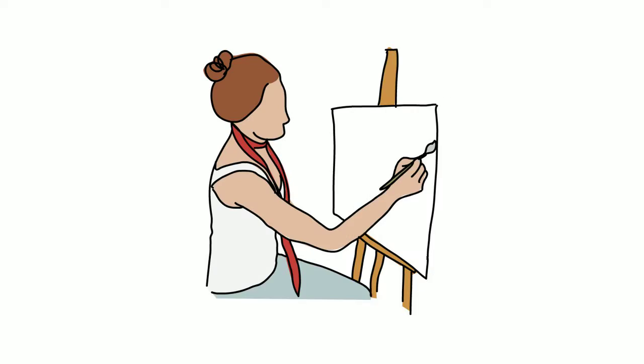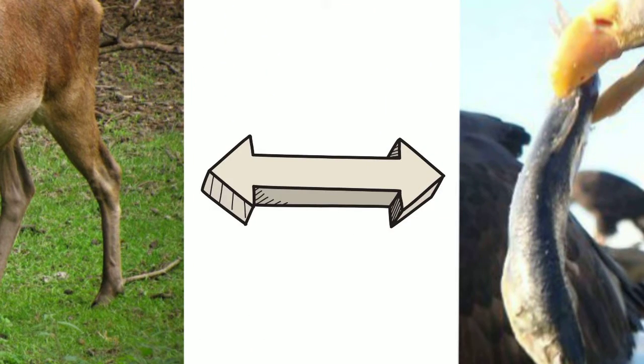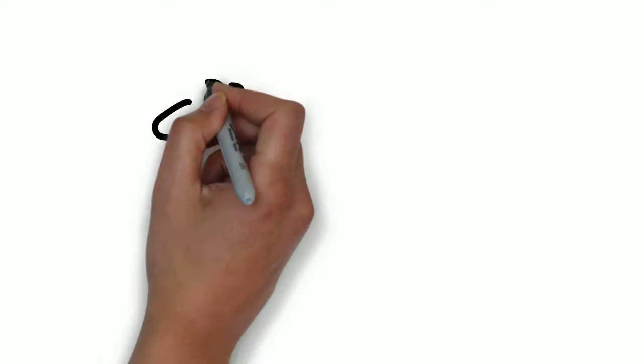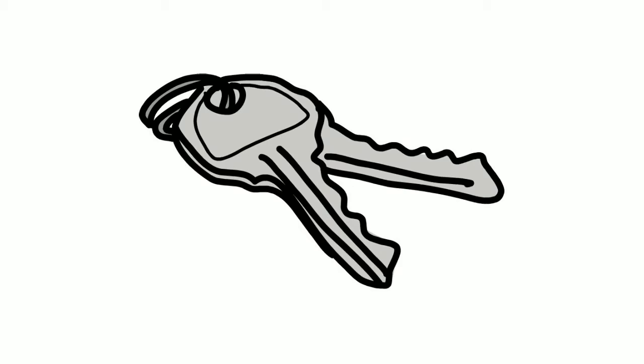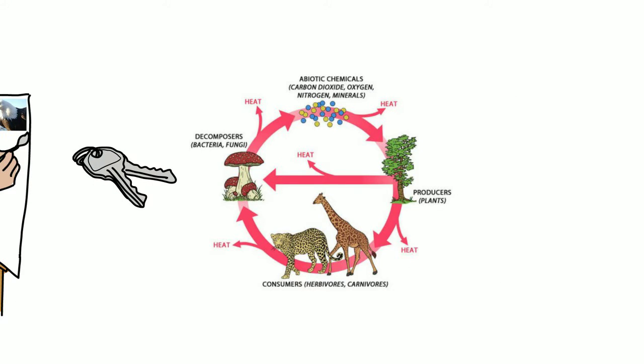Picture this: a deer searching for food, an eagle chomping on its hard-earned meal. How are both stories related? The answer is simple. By accomplishing this, both the deer and eagle species played a key part in the communities and ecosystems that they make up.